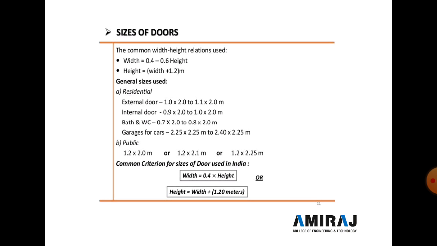So if the height is 2 meter, the width of the door is equal to 0.4 multiplied by 2. The answer we got is 0.8 meter. So 0.8 meter is the width of the door, and height is equal to width plus 1.2 meter. Like we calculated, the door width is 0.8 meter, so the height is 0.8 plus 1.2 meter, which is equal to 2 meter.